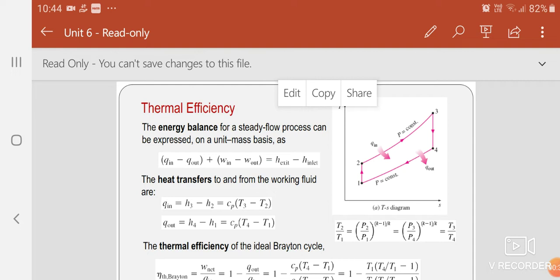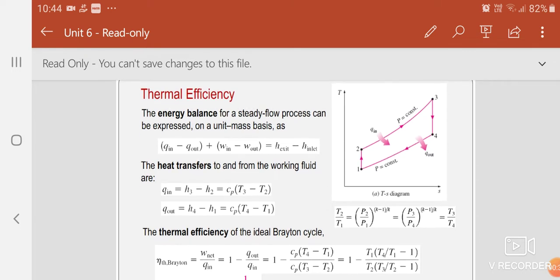You can see this is the Brayton cycle in front of you. In the Brayton cycle you have 1 to 2 the compression process, 2 to 3 constant pressure heat addition, 3 to 4 expansion process in the turbine, and 4 to 1 is the heat rejection process in a heat exchanger.